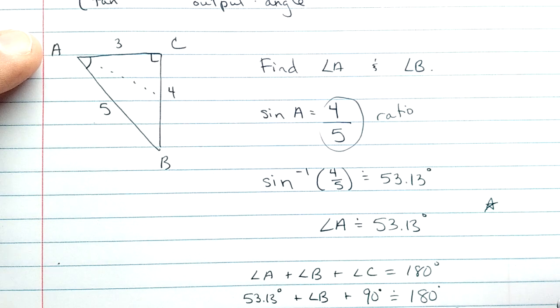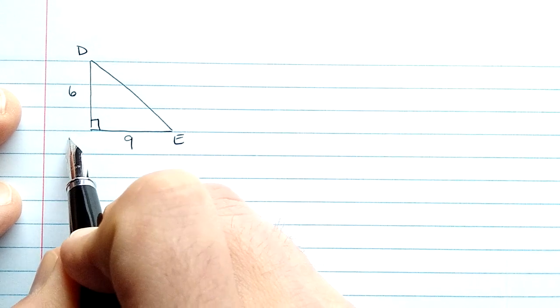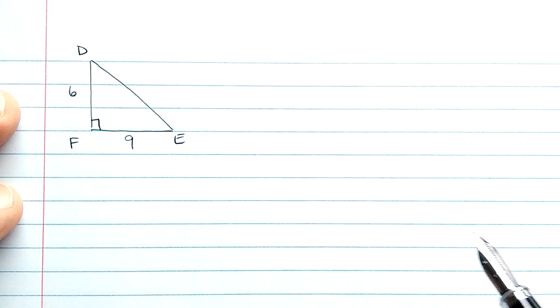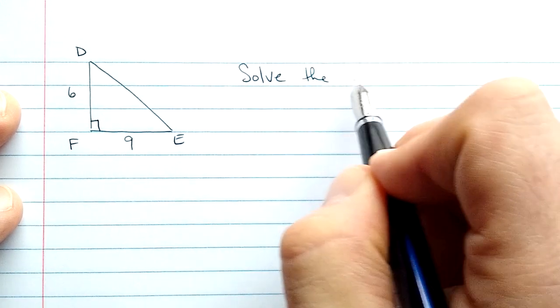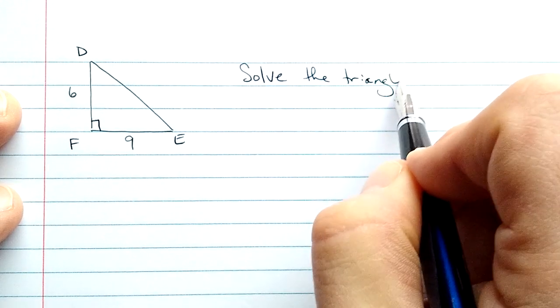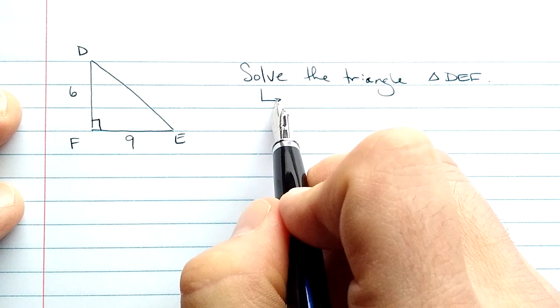Okay, let's move on to another example where we don't know all 3 sides. So this triangle, we're going to call it DEF. Looks like this. And I don't know, let's say this side is 9 and this side is 6. Here's D, E, F. And in this case, I'm not just going to look for angles. I'm going to use this word, solve the triangle DEF.